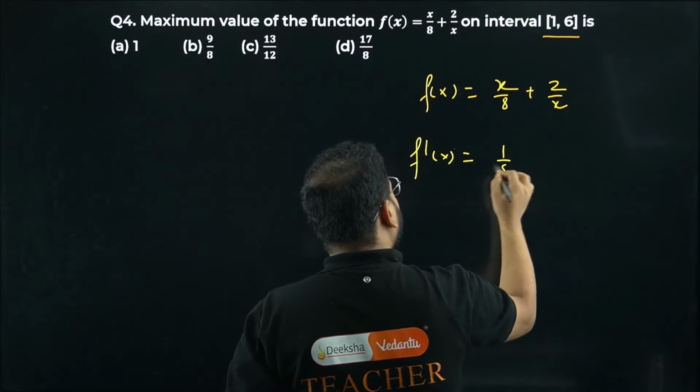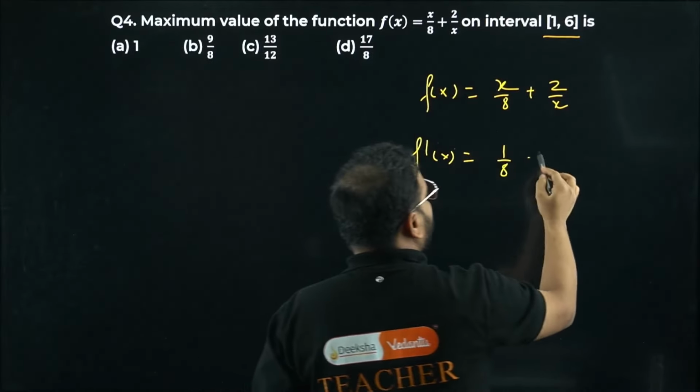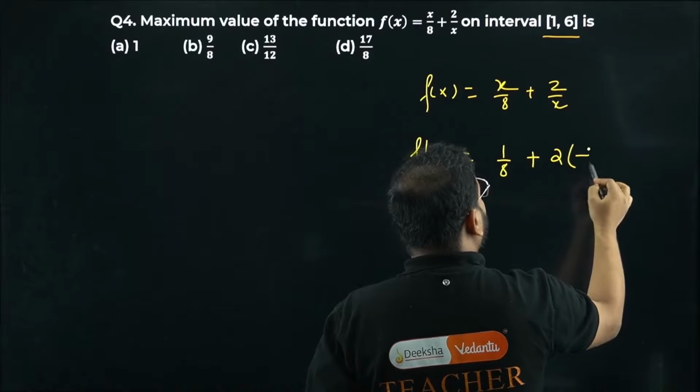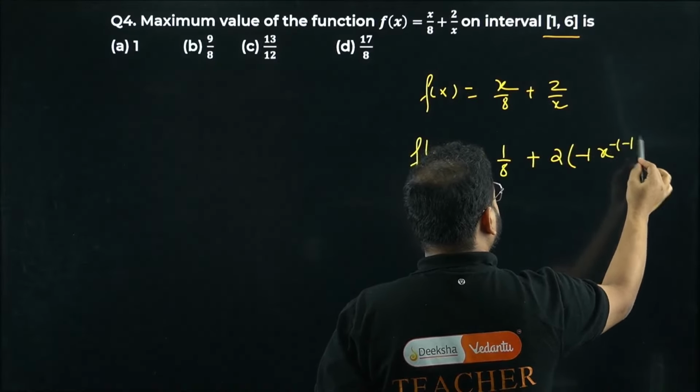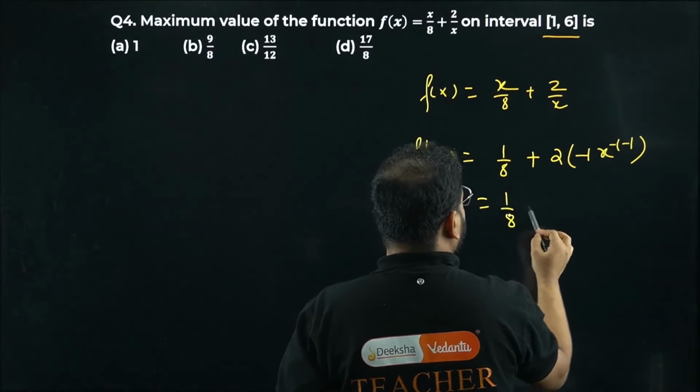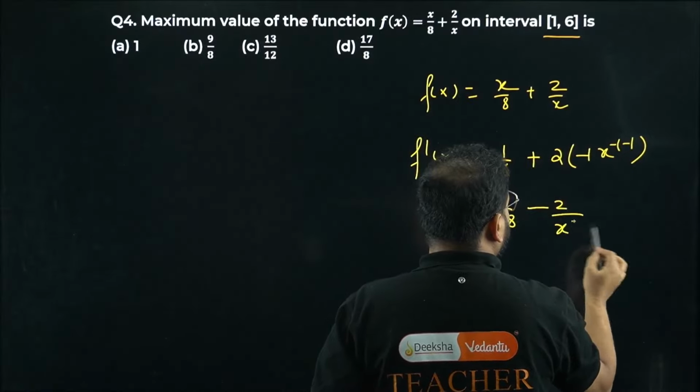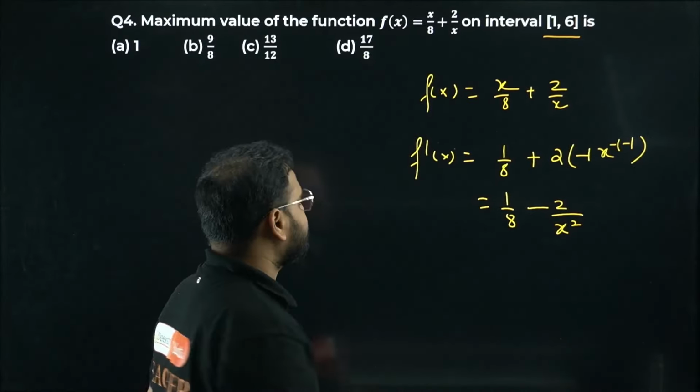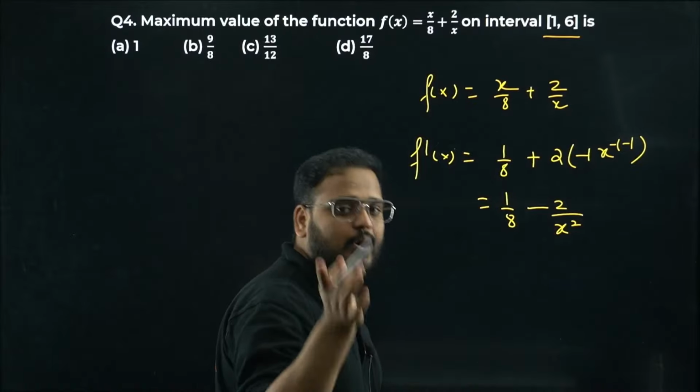It'll be 1 by 8. How come? For x it will be 1, right? Yeah. So this part you'll have 2 as a constant, minus 1 times x power minus 1 minus 1. So 1 by 8 minus 2 upon x square. This is your derivative.